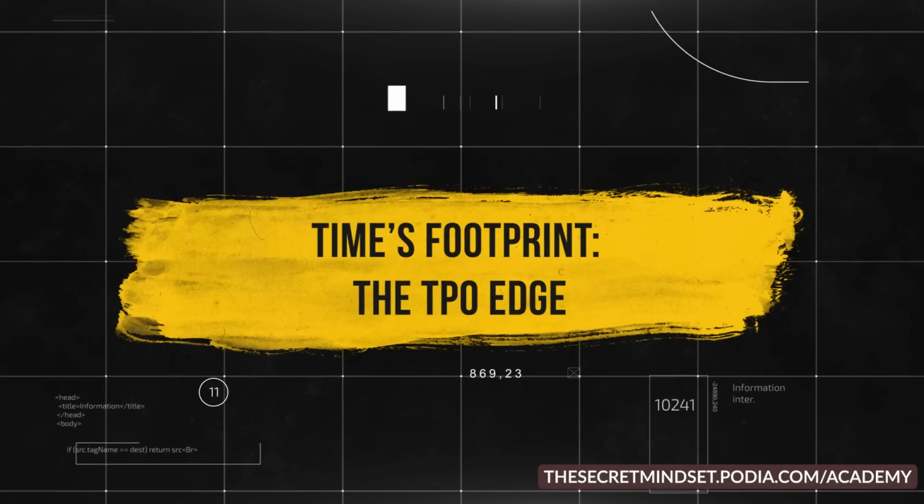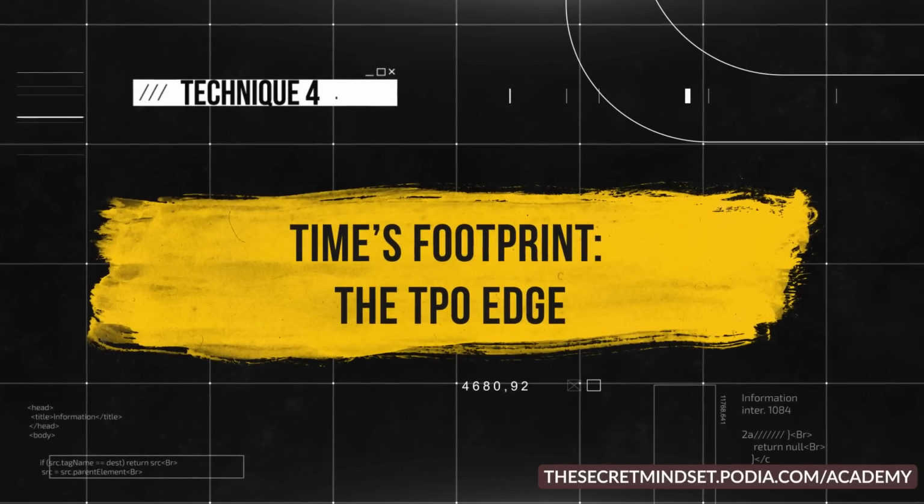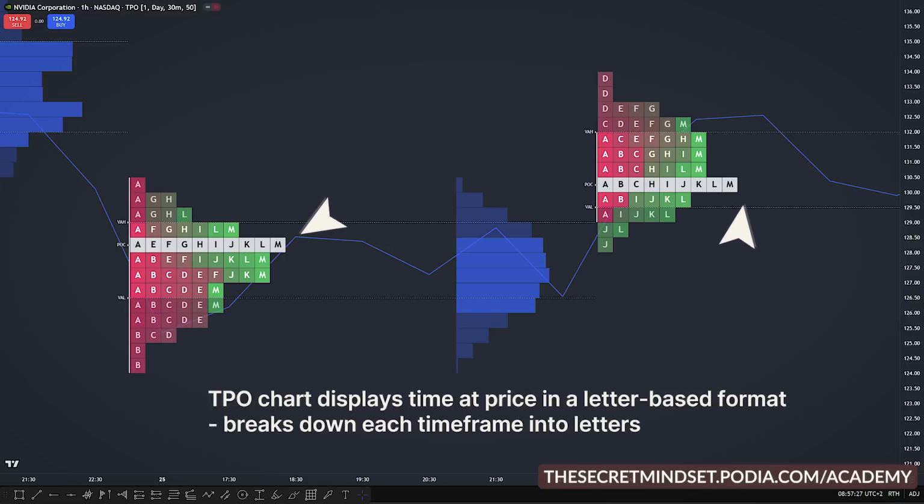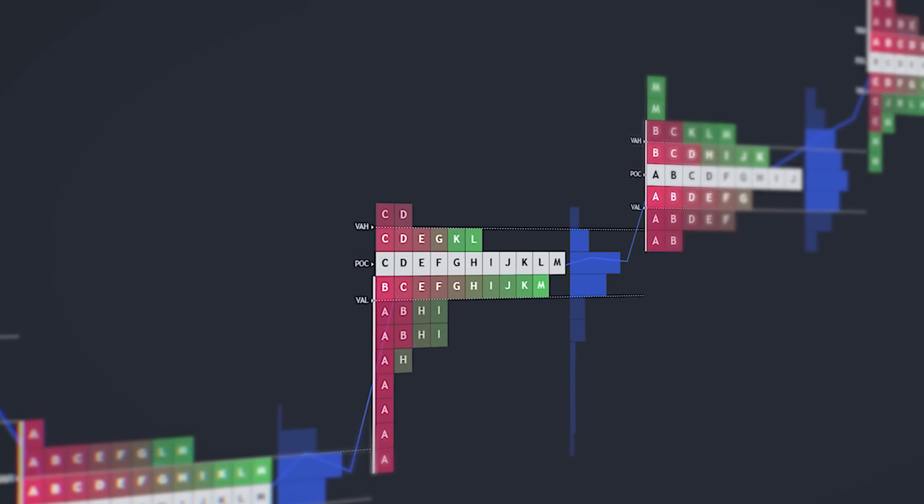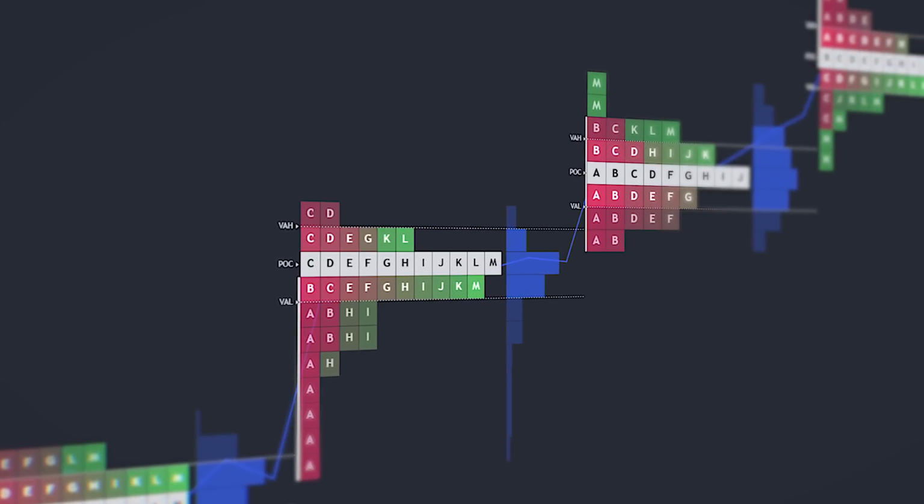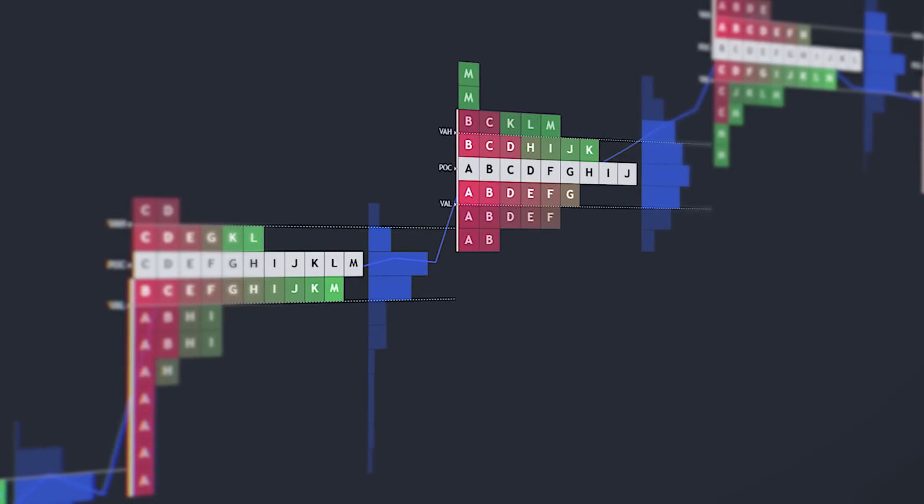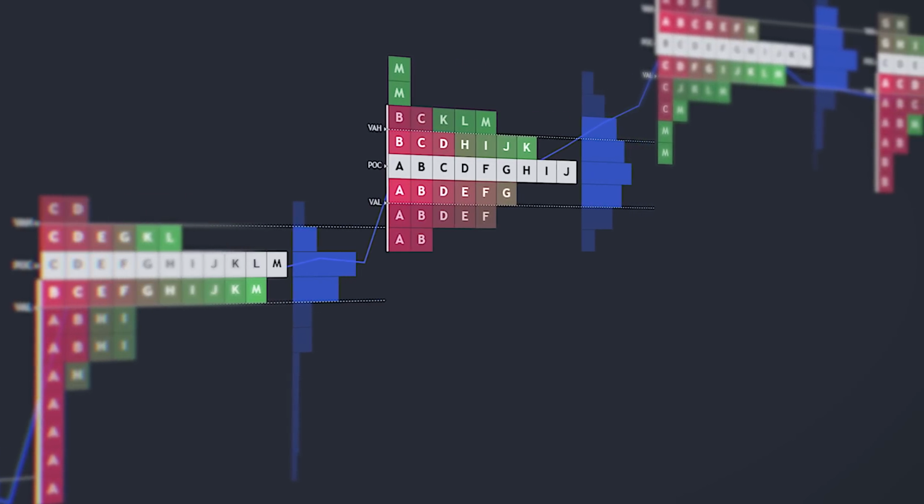TPO stands for Time Price Opportunity and is a great tool for scalping and day trading. A TPO chart displays time at price in a ladder-based format. These charts break down each time frame into ladders. Each ladder aligns with a price level in that time frame. One advantage of TPO charts is how they strip away messy candle wicks. Instead, you see a clean layout of time spent at each price.